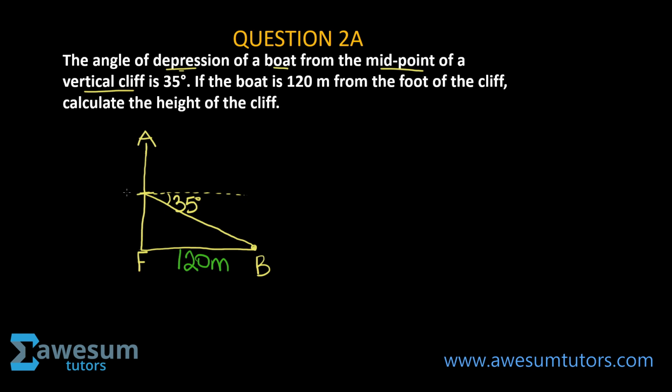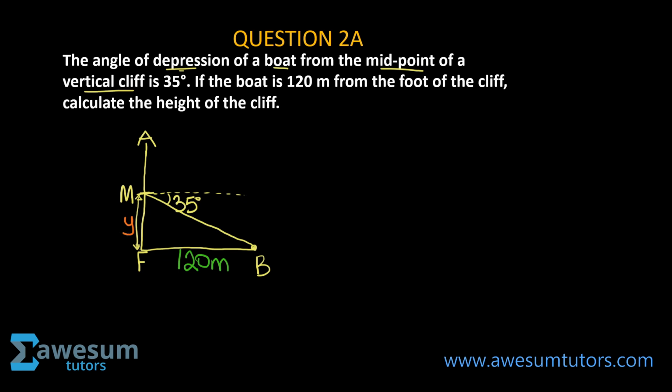I can also call this midpoint M. That is the midpoint of the vertical cliff. So M to F is going to be the height from the midpoint to the foot of the cliff, which I can say is Y. That means from M to F, that height is Y.